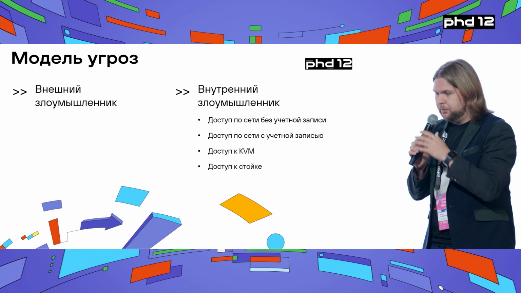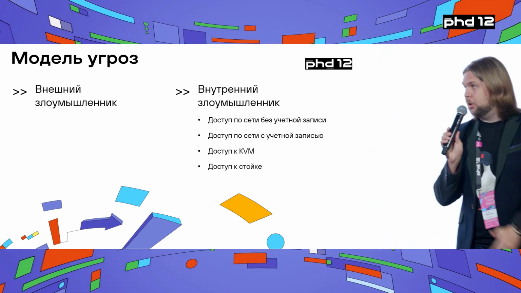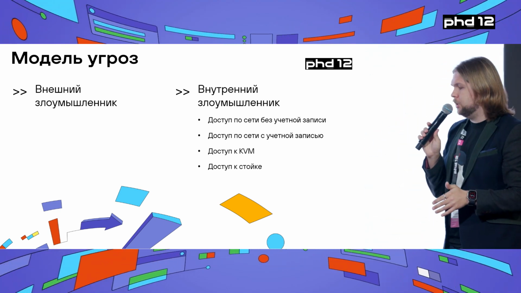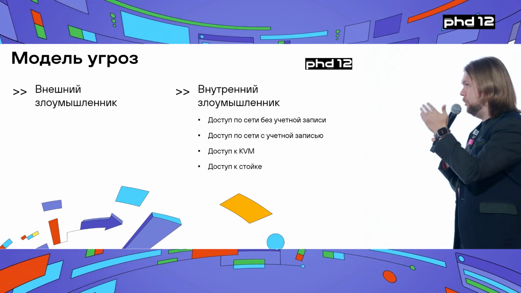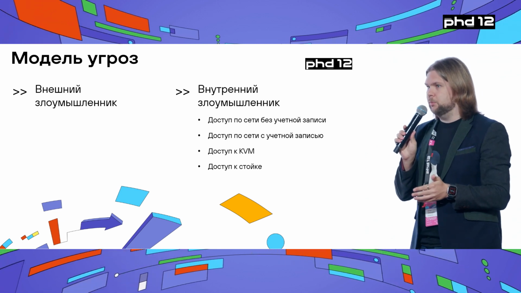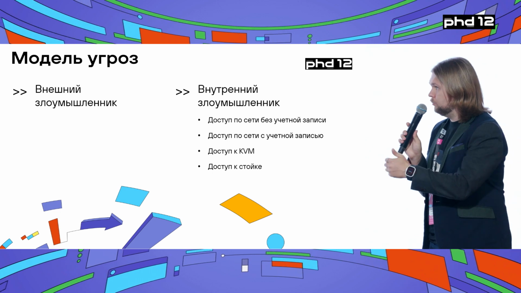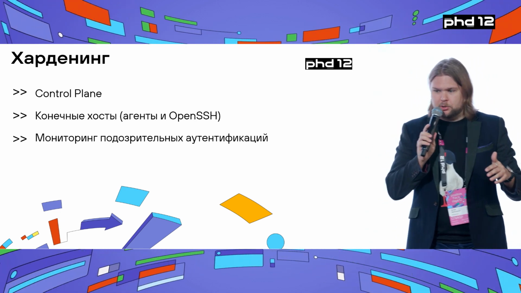And the second category of bad actors is the internal bad actor, and they can be different. They can have access to the network without credentials for Teleport. They can have access and have credentials for Teleport. They can have access to the servers' management interfaces or access to the racks.